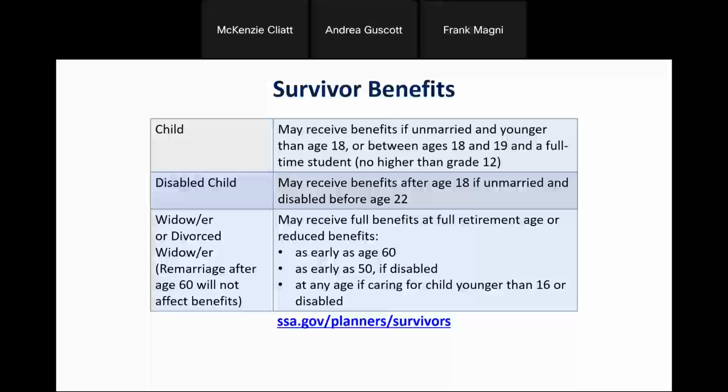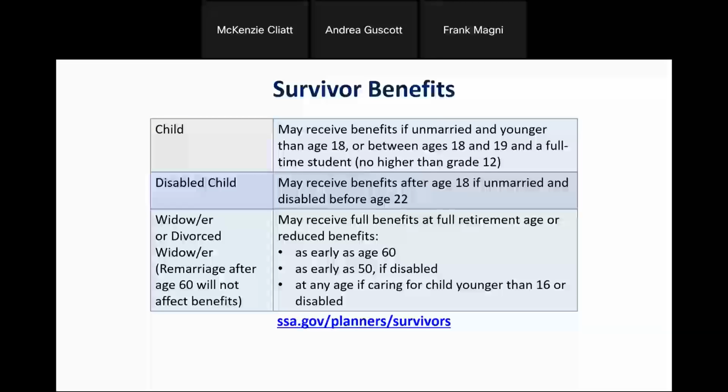As far as children are concerned, if they're not married and they are under the age of 18, or between the ages of 18 and 19 and a full-time student in high school, we call that secondary school, they can have eligibility to survivor benefits, that being benefits off of a deceased parent's record. A disabled child may also receive benefits beyond age 18 if he or she is not married and the disability took place prior to age 22.